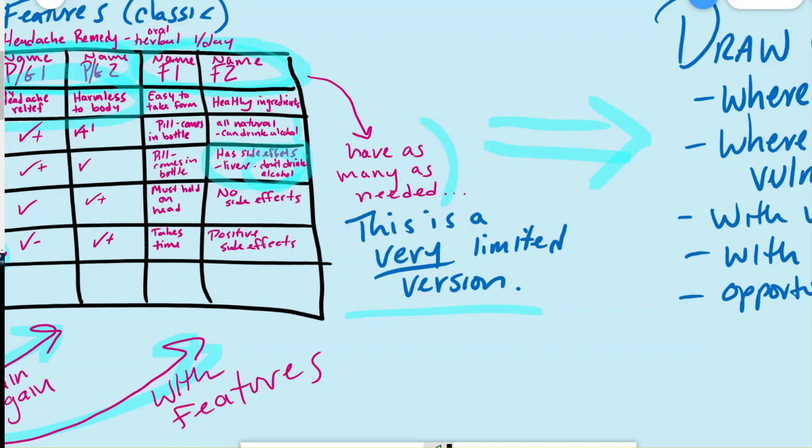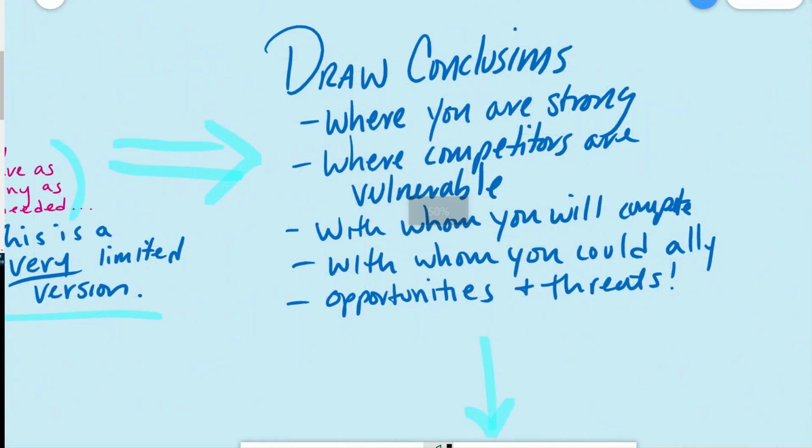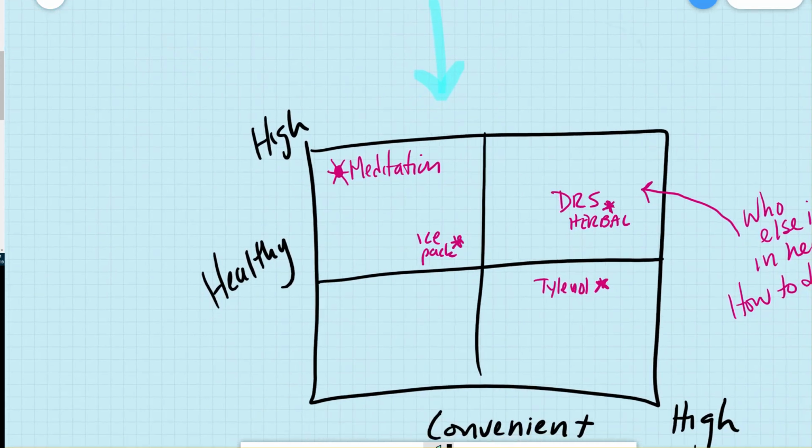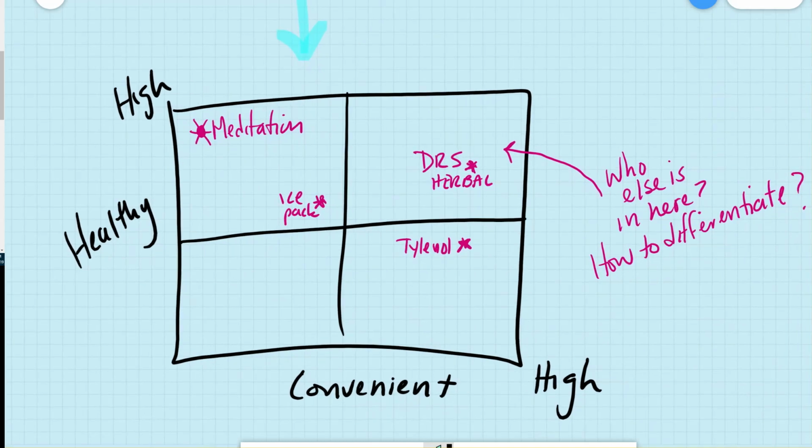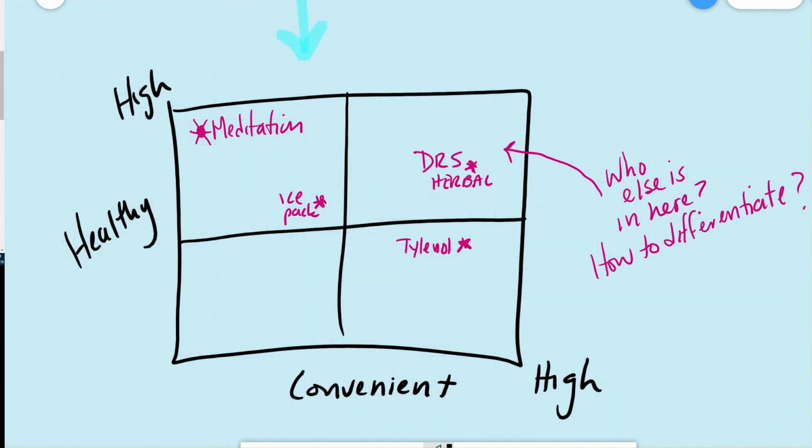And so what are you ultimately trying to do? You're trying to draw conclusions about where you're strong, where your competitors are vulnerable, where they're strong, with whom you will compete, with whom you could ally, opportunities and threats. And there's a variety of ways to go about trying to think about these different variables. So for example, you could also do a 2x2 matrix. A 2x2 matrix is really powerful. You could say, okay, the two different areas that we're going to talk about are healthy and convenient. These are the two features, and we'll compare.